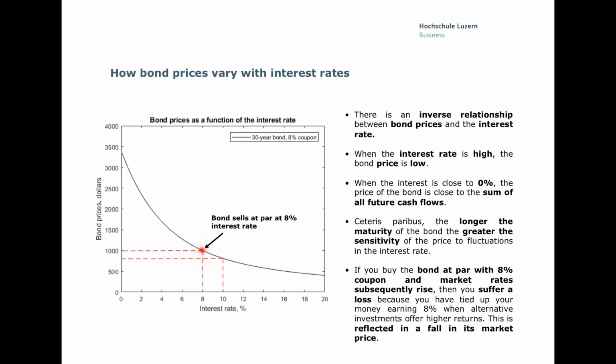An interest rate close to 0% means that the price of the bond is close to the sum of all future cash flows. Moreover, keeping everything else equal, the longer the maturity of the bond, the greater is the sensitivity of the bond price to fluctuations in the interest rate. Finally, the graph reveals the fact that increasing interest rates imply a fall in bond prices. If you buy the bond at par with 8% coupon and market rates subsequently rise, then you suffer a loss because you have tied up your money at 8%.